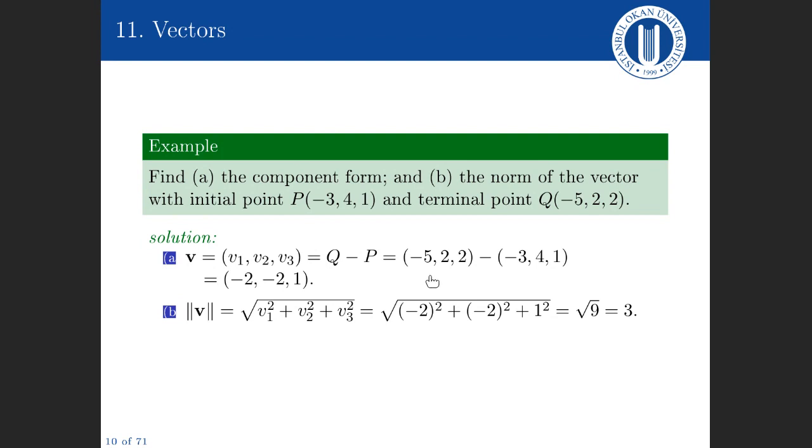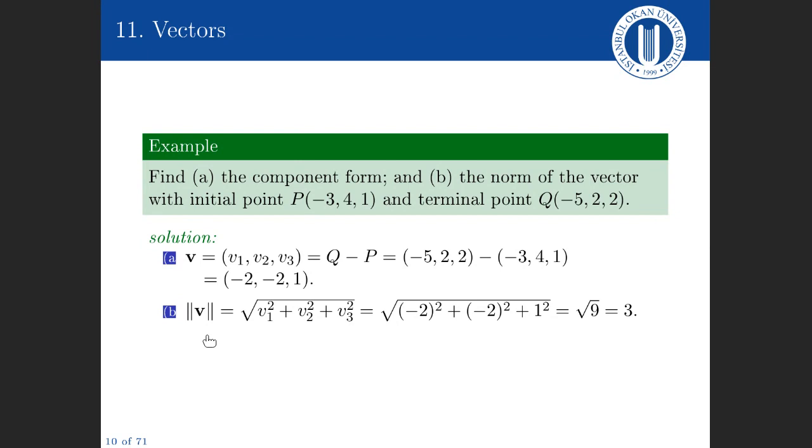So I'm doing (-5, 2, 2) minus (3, 4, 1). Do each of the coordinates separately. First, minus 5 minus 3 is the same as minus 5 minus 3, or minus 8... Actually, as spoken: minus 5 minus 3 is the same as minus 5 plus 3, or minus 2. 2 minus 4 is minus 2, and 2 minus 1 is 1. So the component form of this vector is (-2, -2, 1).